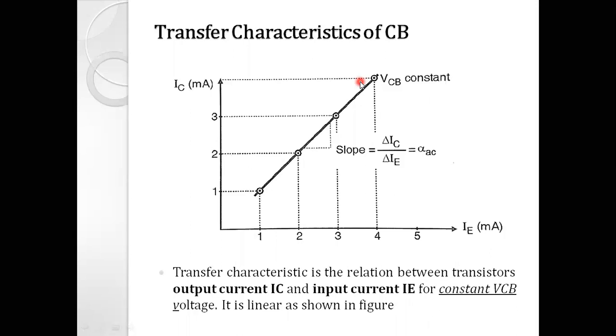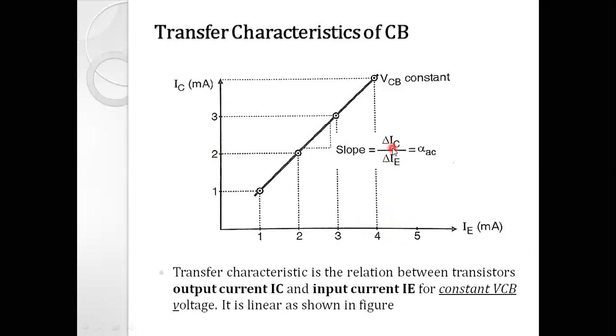And if we talk about the slope of this curve, then what is the slope? Slope of this line is nothing but delta y divided by delta x. You might have studied this in mathematics, that when we want to find the slope of any line, we do y2 minus y1 divided by x2 minus x1. So this is nothing but delta IC, that is y2 minus y1, the change in the y-axis parameter, and delta IE, the change in the x-axis parameter.